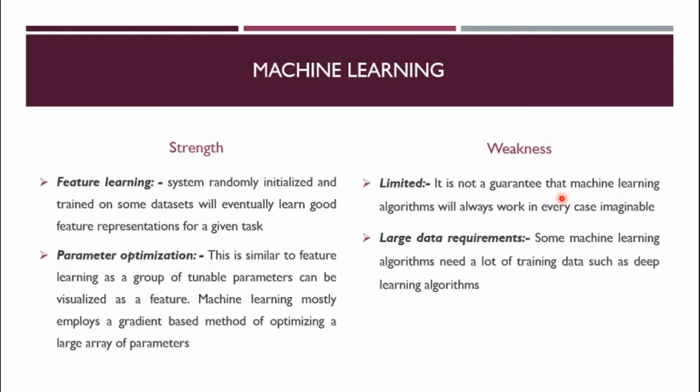Now we're focusing on the strengths and weaknesses. Machine learning is pretty good at feature learning and parameter optimization. A machine learning system can learn by itself. You don't have to do much of the work.